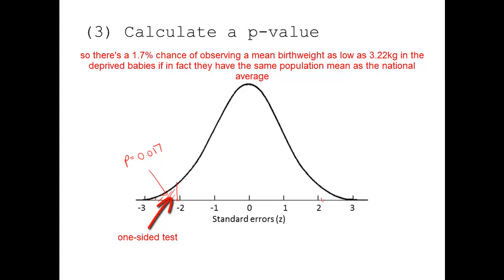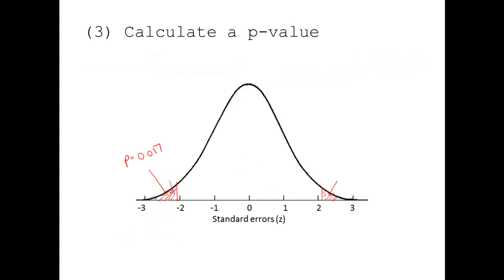In order to calculate a two-tailed p-value, we have to add on the probability of obtaining a test statistic as big as 2.12, and because it's a symmetrical distribution, this area here is the same as this area here, so we just double this value, times it by 2, and we get a p-value equal to 0.034.